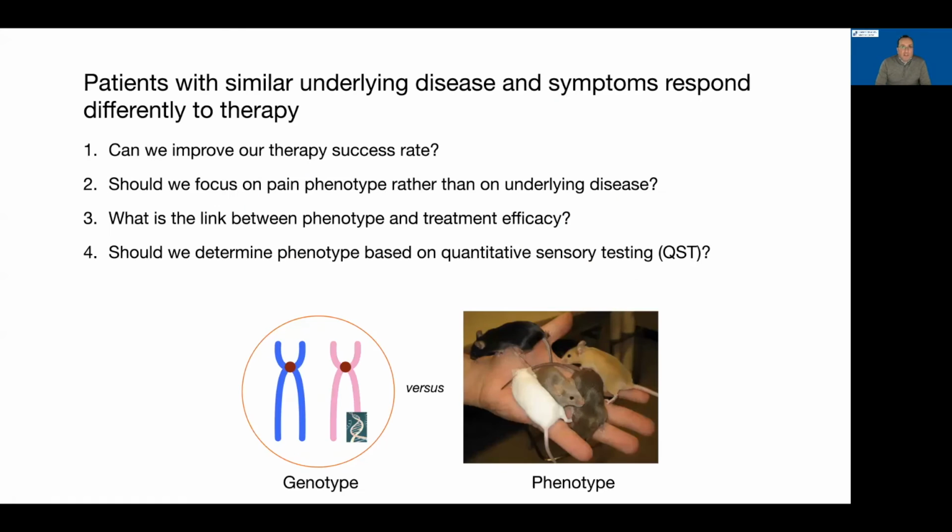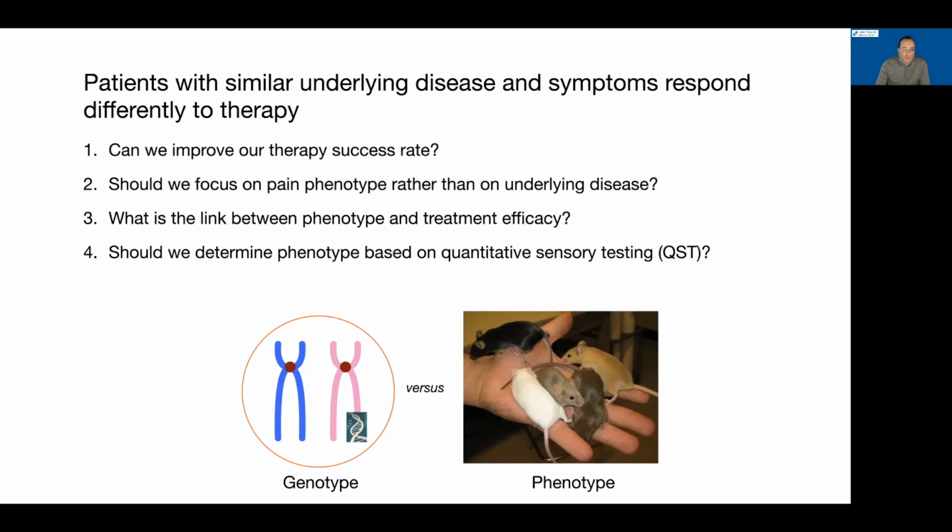So the question I have, again: patients with similar underlying disease and symptoms respond differently to therapy. Can we improve our therapy success rate? Should we focus on phenotype rather than underlying disease? And what is the link between phenotype and treatment efficacy? And should we determine phenotype based on QST?